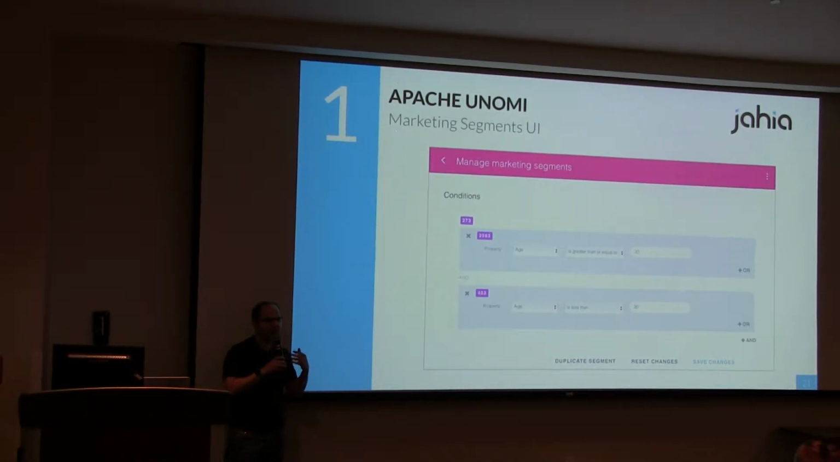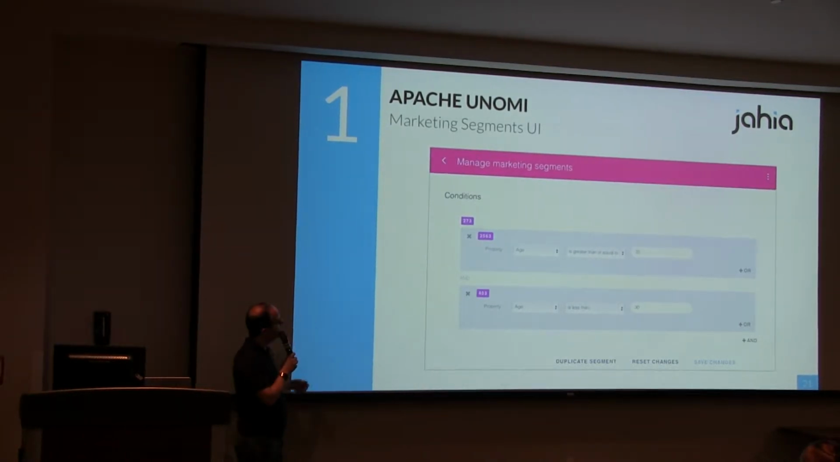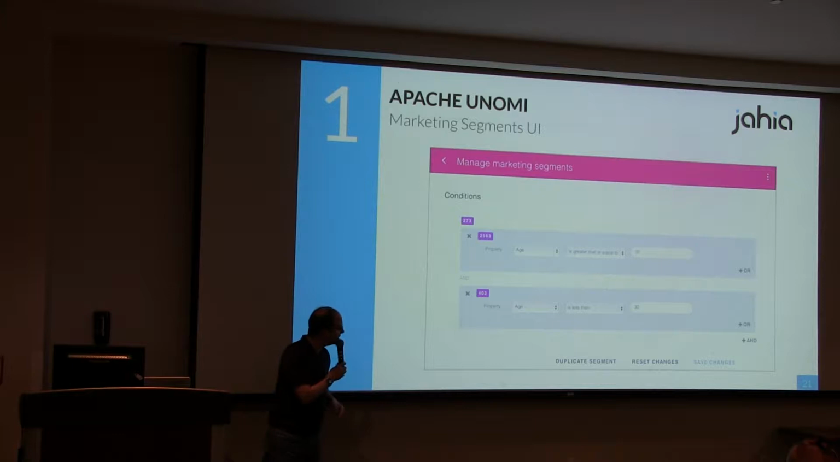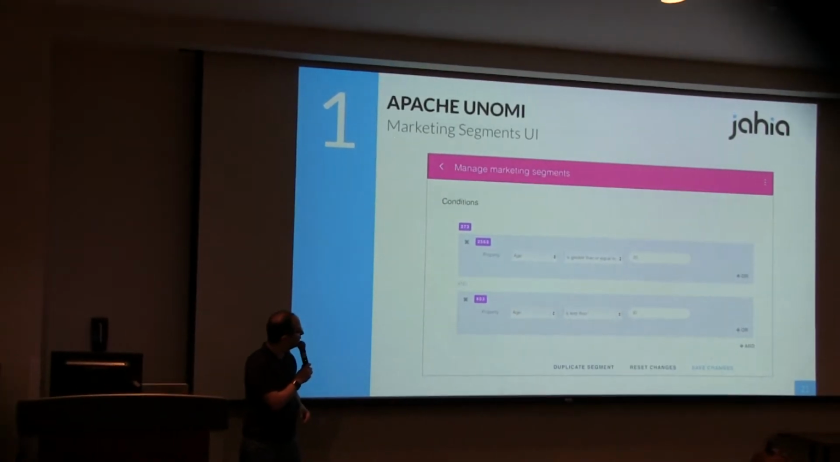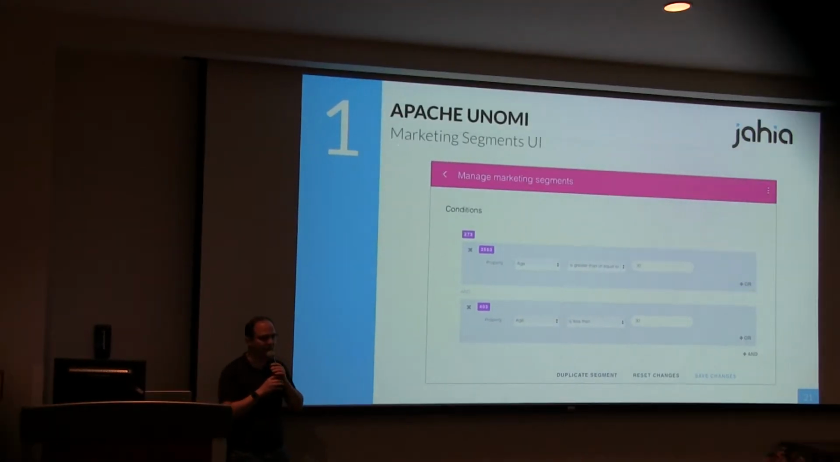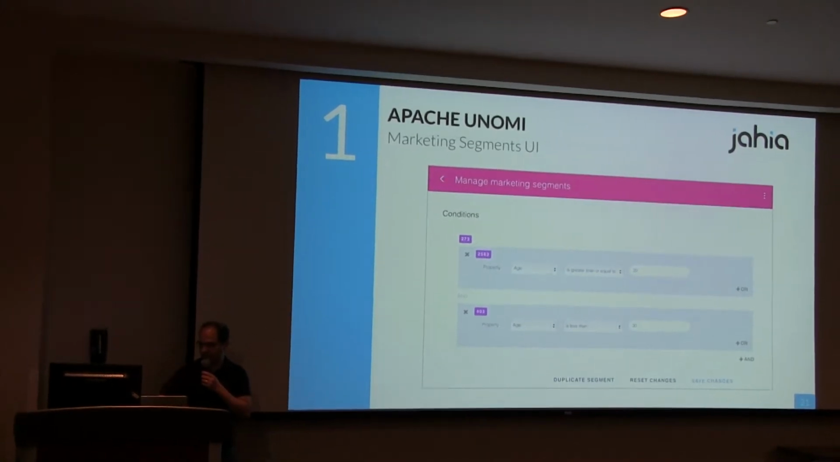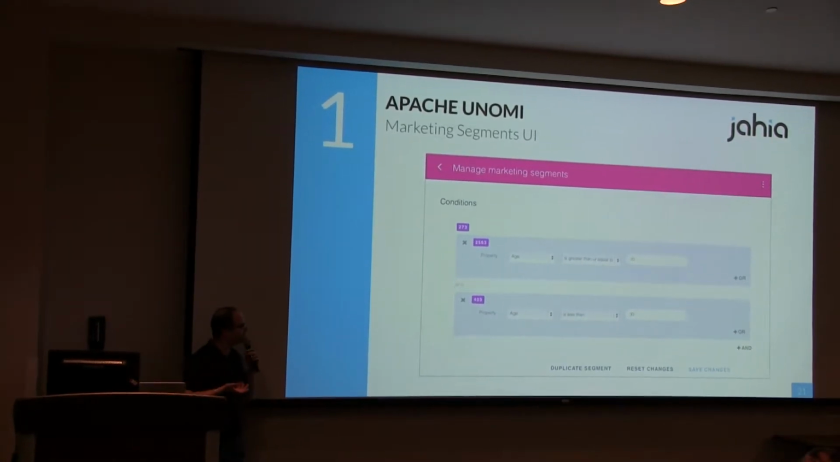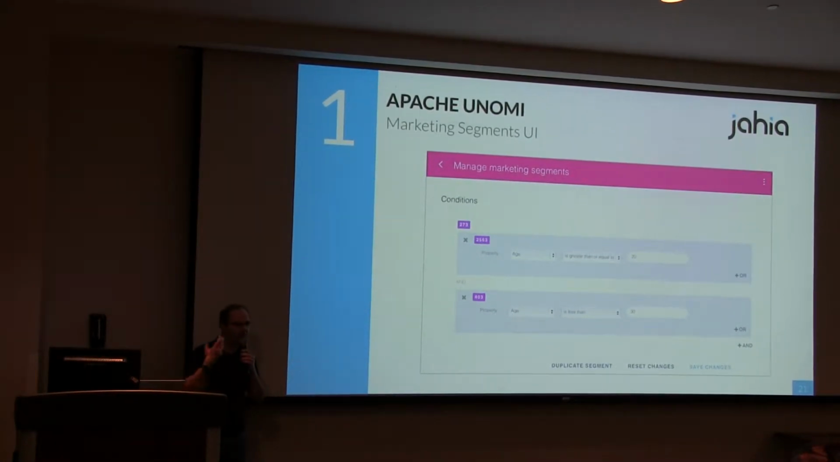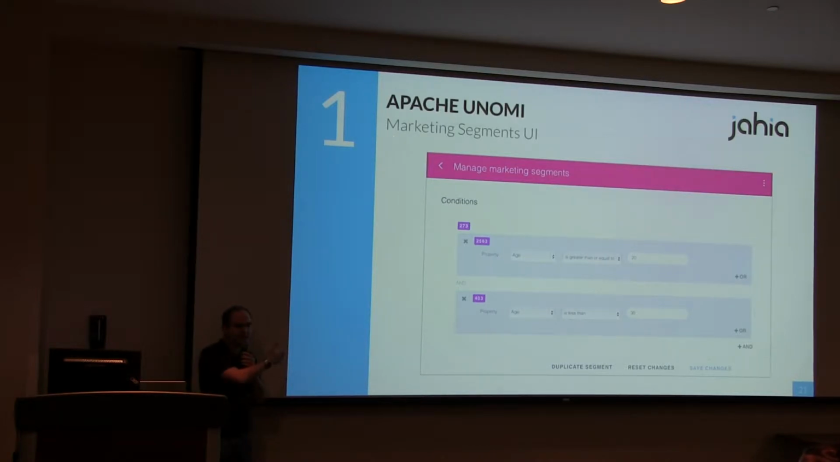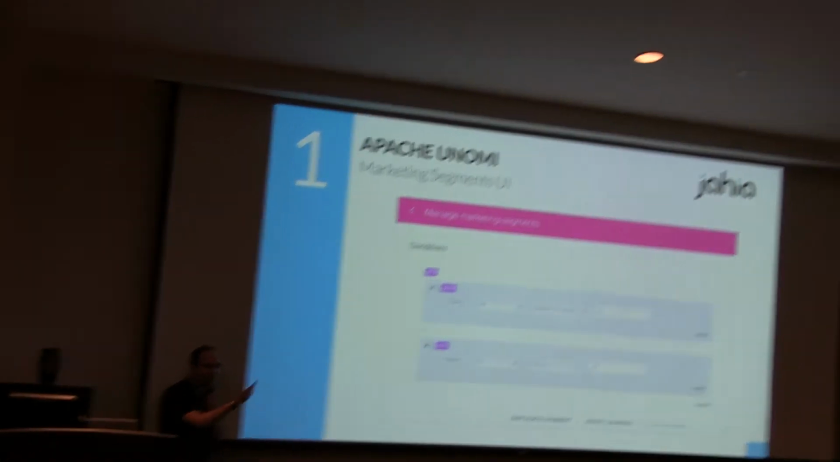There's also UIs to build conditions, and those conditions will be used for segments. Basically here, this condition tries to match visitors that are between 20 and 30 years old. All these UIs are things that you want to build on top of Unomi, but these are just the ones we've built. You could build more.